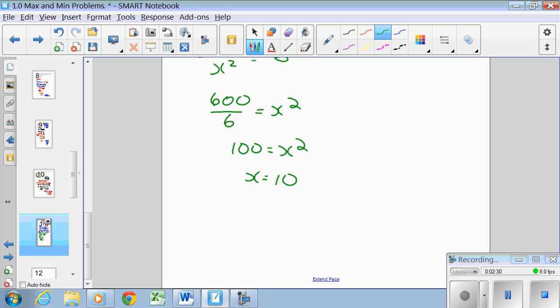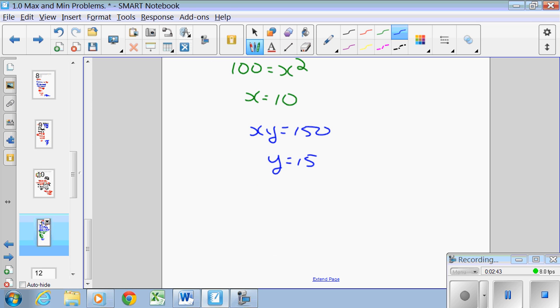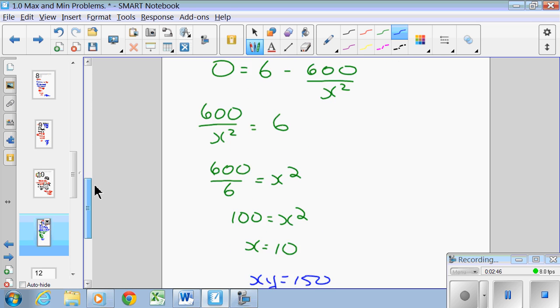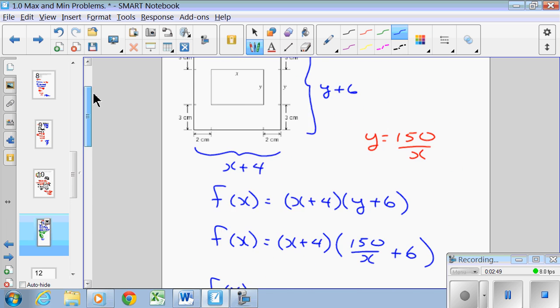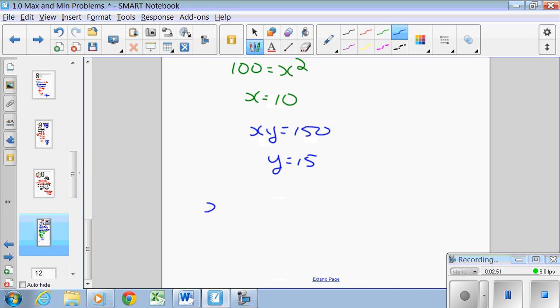X is 10. Right at the very start of the problem, we said x times y is 150. So if x is 10, y is 15. To answer the question that we started with, what is the size of paper we should have? If you go right back to the beginning, it is x plus 4 and y plus 6. So if I go x plus 4, I get 14. If I go y plus 6, I get 11. So my piece of paper should be 11 centimeters by 14 centimeters, or 14 centimeters by 11 centimeters. And that's that one.